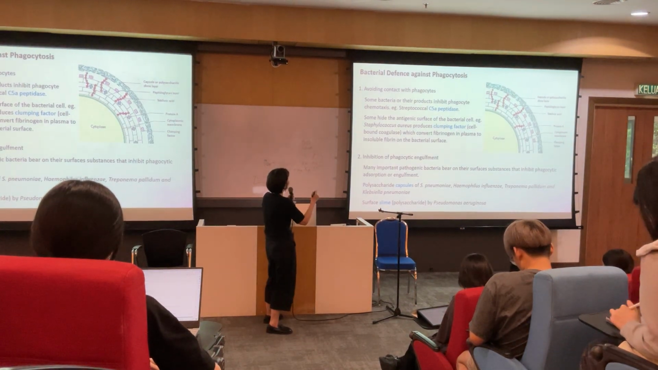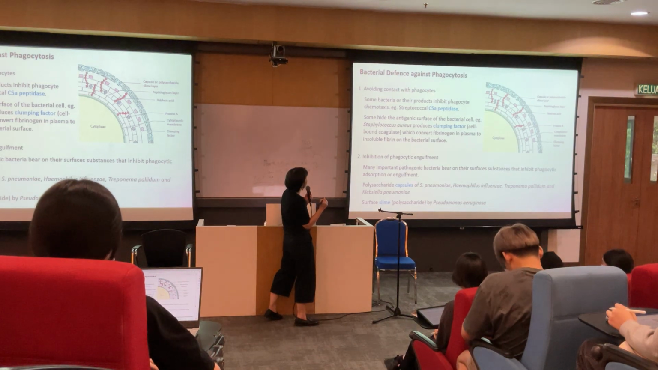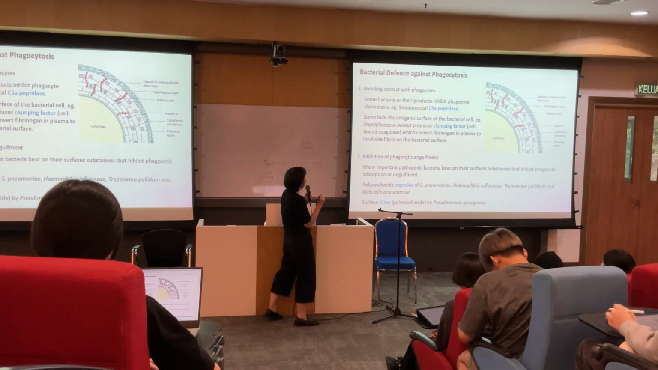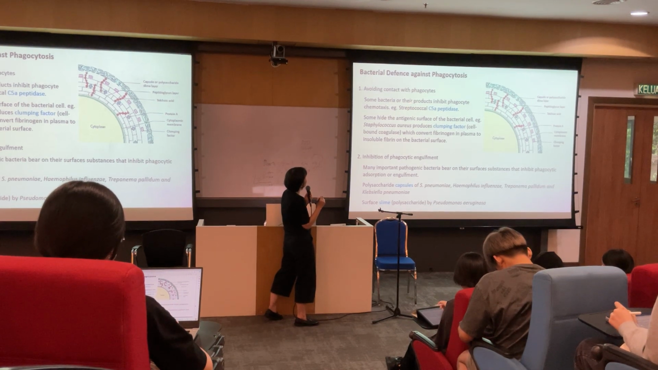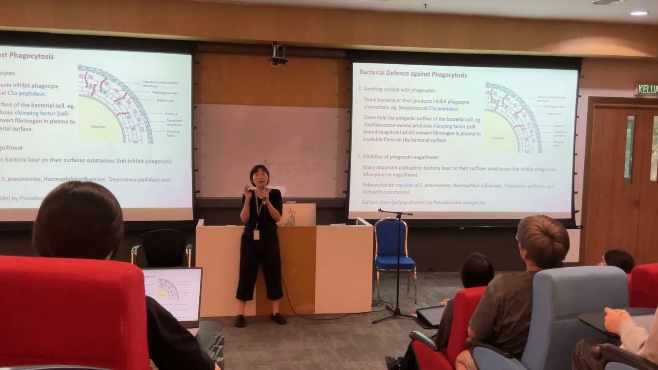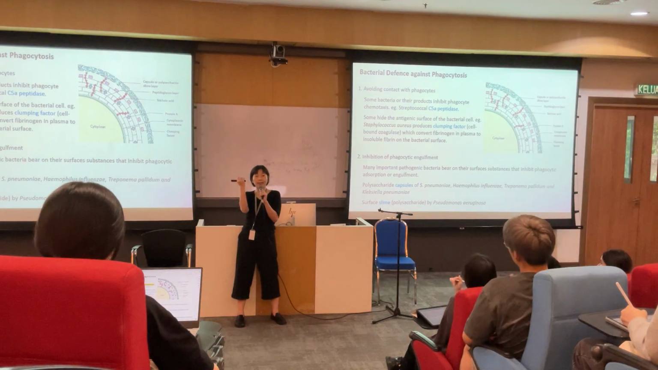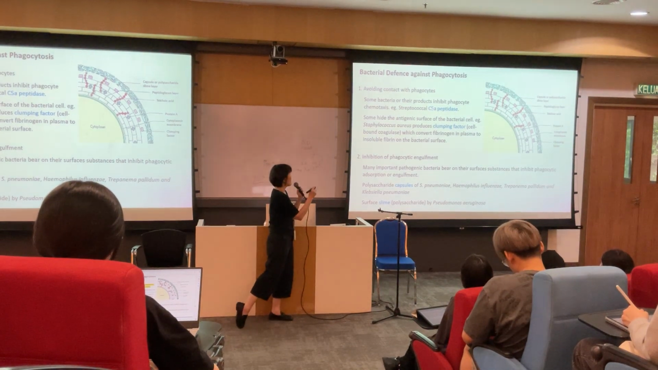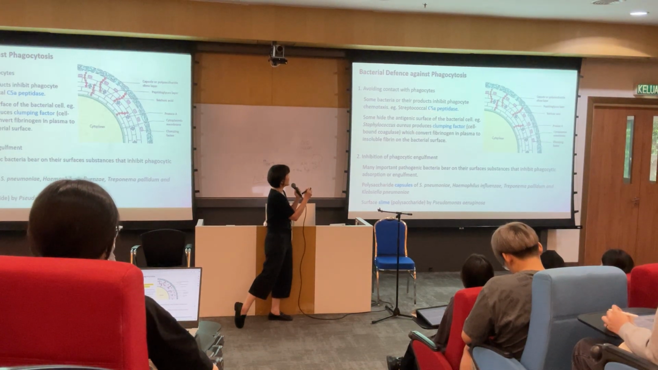Now, how do they do this? Some of the bacteria, Streptococcus, avoid contact with the phagocyte. Alright, how do they actually avoid the phagocyte? So the Streptococcus can release C5a peptidase. C5a, you remember, is a chemotactic substance that can attract the phagocyte. So they use this peptidase to digest and degrade the C5a.